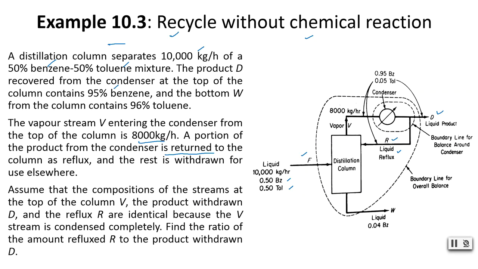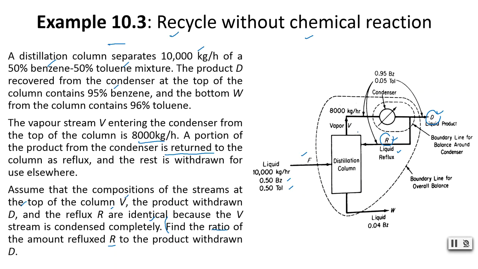Assume that the composition of the stream at the top of the column B, the product withdrawn D, and the reflux R are identical because the V stream is condensed completely. Find the ratio of the amount of reflux R to the product withdrawn D. So we want to find the ratio of R to D. So how to solve this?